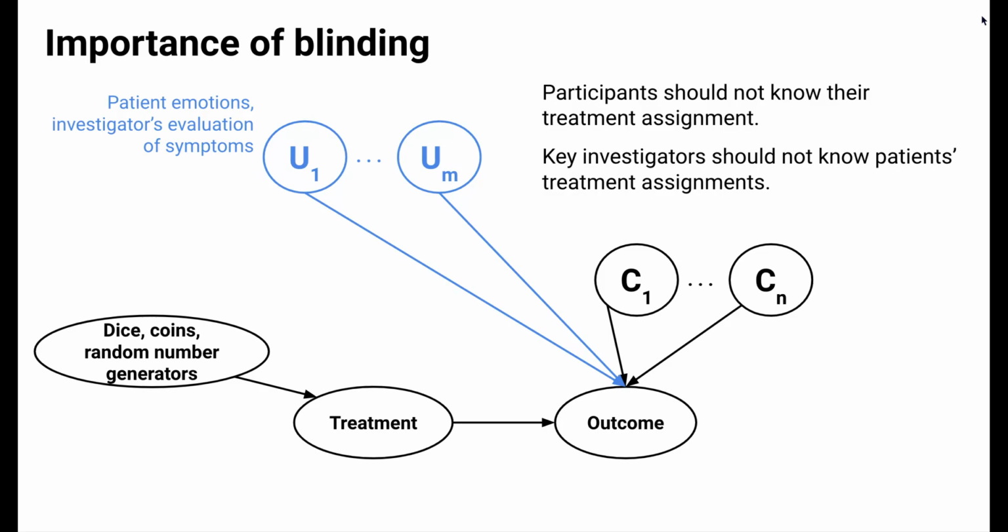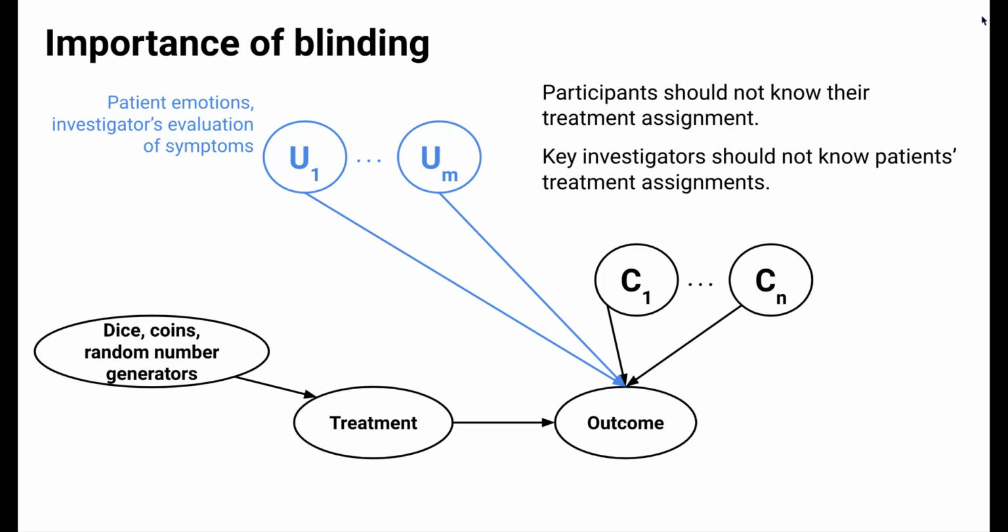So we could imagine that some key variables that affect patients' measured outcomes are their emotions and the investigator's subjective evaluation of the patient's symptoms. If a patient is sad or anxious, that could result in worse outcomes. If an investigator is feeling strict when evaluating a patient's symptoms, that would likely affect the measured value of the patient's outcome. When blinding is carried out effectively, there are no arrows to any of these variables. We're still in the situation where there's no confounding because there are no common causes of the treatment and outcome.